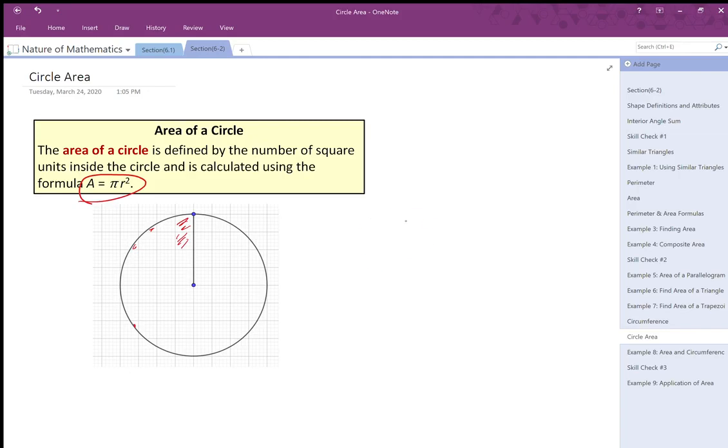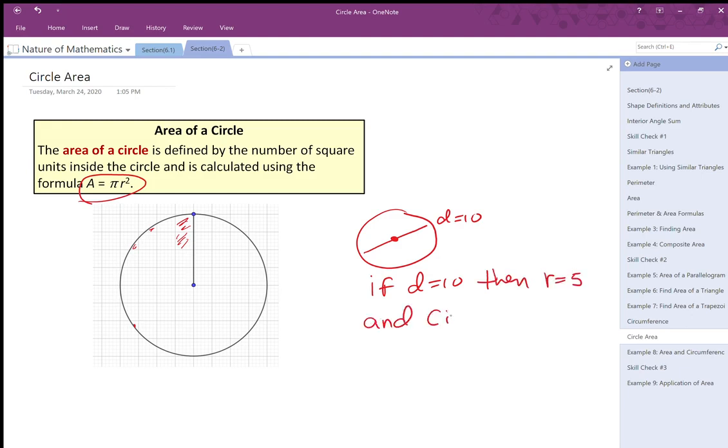So if I had a circle with diameter equal to 10, I see that I must use the radius. If diameter equals 10, then the radius equals 5, and circle area is equal to pi times 5 squared. Area would be 25 pi. Or if we wanted a decimal answer for that, it would be about 78.54.